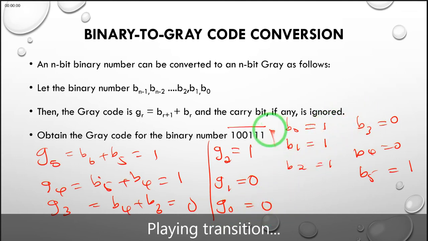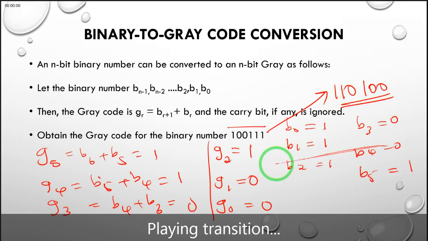So this number should be represented by 110100, and that becomes our gray code.